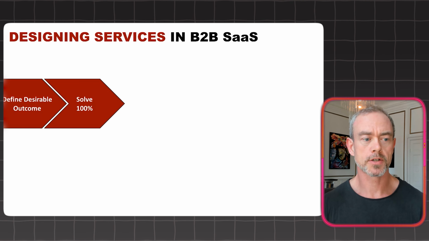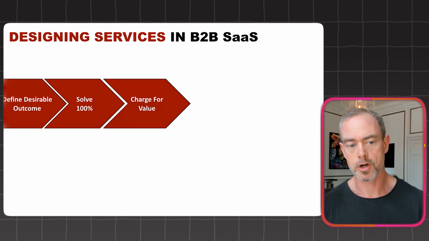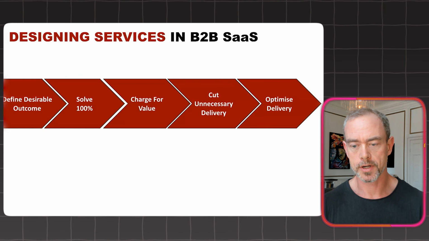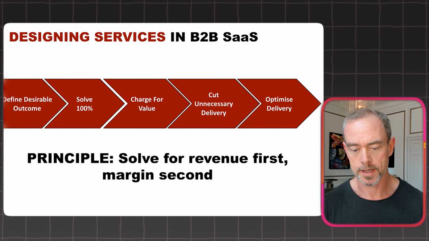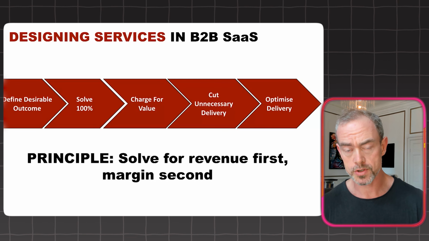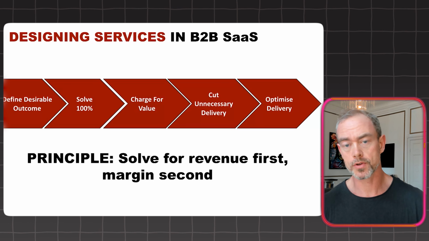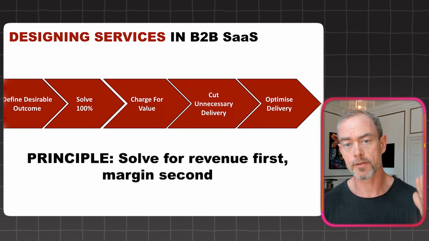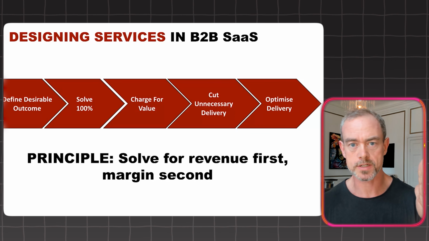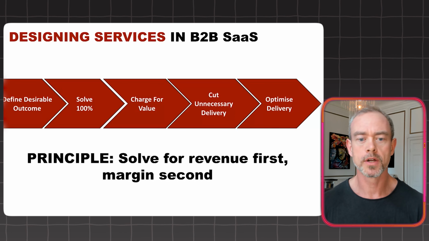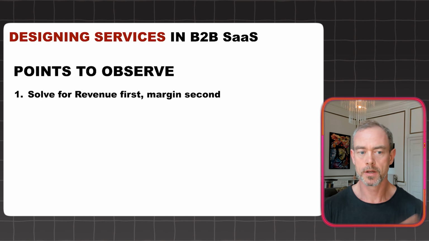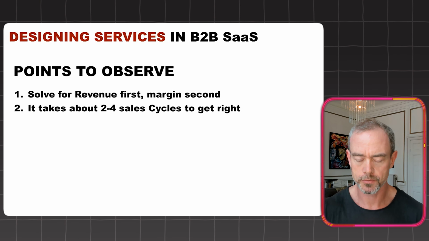So in 5 steps, it looks like this: define the desirable outcome, solve it 100%, like make promises, charge for the value, cut the unnecessary delivery, and then optimize the delivery. And that's it. The principle being: solve for revenue first, top line, make sure that the hockey stick in the value delivery is there, and then margin second. Don't worry if costs follow and skyrocket, because you can get the costs down through the last steps once you iterate on this. So points to observe here: solve for revenue first, margin second, just cover that.